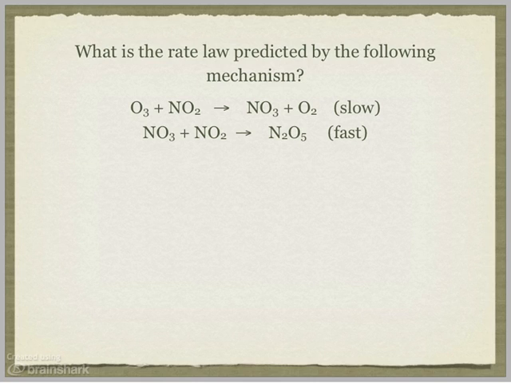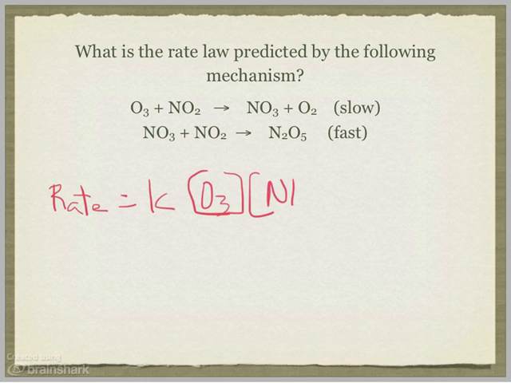Now, to work out the rate law, you do it just like you usually would, where it's basically rate equals k, and then take your reactants, which for the slow step are O3 and NO2. And that would be your rate law for this particular reaction, again, because you're staying in the slow step for so long.